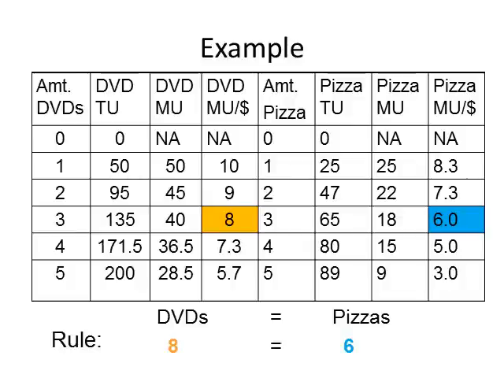Moving down one row of the pizza MU divided by dollar sign column, the DVD MU divided by dollar sign is 8, and the pizza MU divided by dollar sign is equal to 6. Since 8 is not equal to 6, Colleen will choose not to consume at this point.